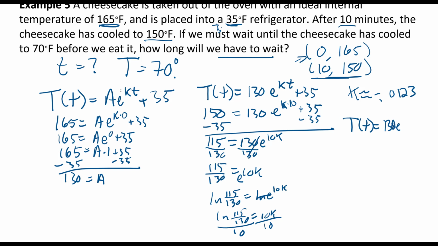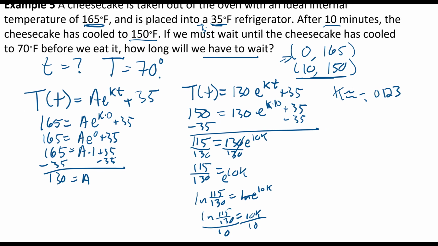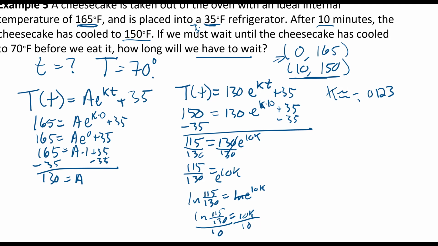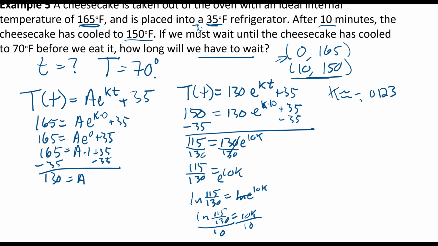So our formula, T of t, is 130 times e. I'm trying to save space because I feel like I'm going to run out of space here. See if I can adjust my window a little bit. Okay, it's a little better. So T of t is going to be 130 e to the negative 0.0123 times t plus 35.